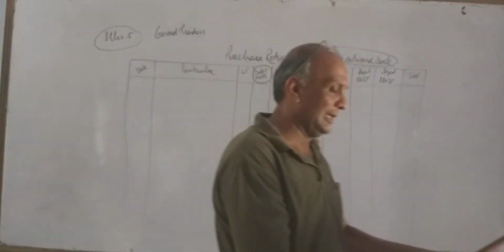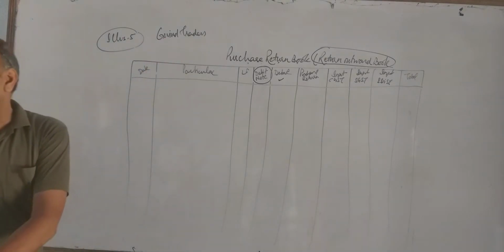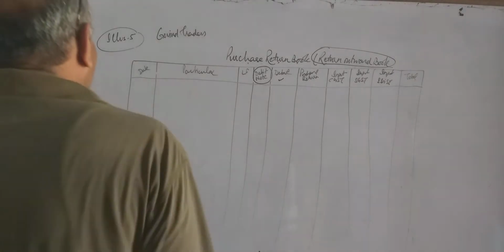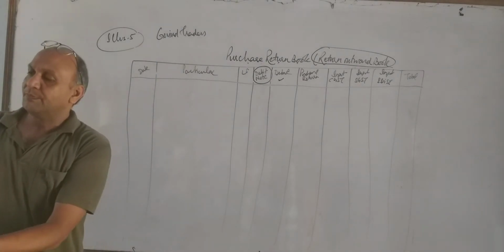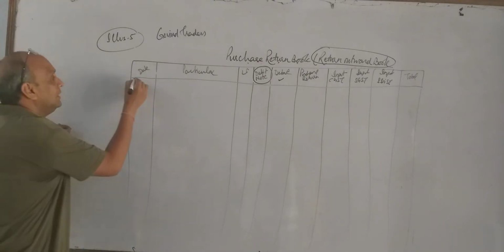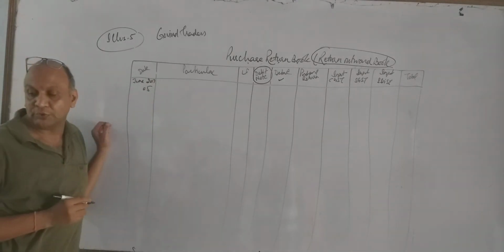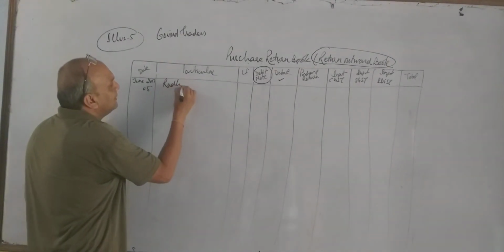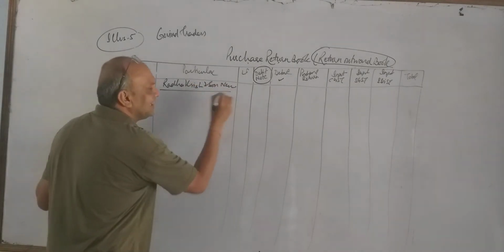Now we are going to do illustration number 5, page number 12.13, Govind Traders Limited, New Delhi. Enter the following transactions in the purchase return book of Govind Traders. First of all, here it is given June 2017, and the first transaction is given on 5th June. Returned goods to Radha Krishnan and Sons, New Delhi. We will be giving the party name over here.